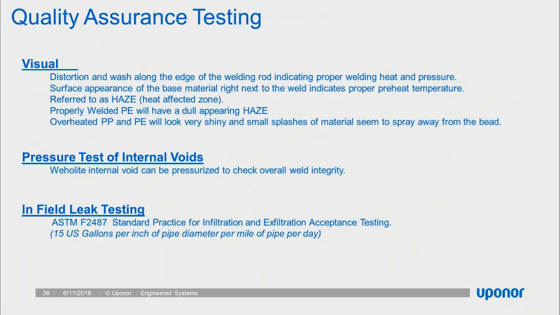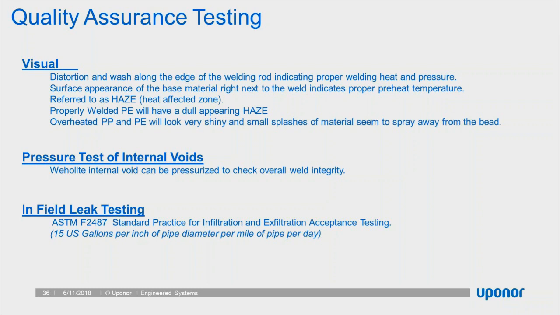Quality assurance testing as it relates to extrusion welding to make sure our systems do not leak. The first line of defense is visual inspection. We referred earlier to the photo where we said it had a heat-affected zone or haze. We want to look for a dull-appearing haze to follow the weld. Overheated or poorly welded polyethylene will have shiny splashes or discontinuities in the weld that would lead us to remove the weld material, regrind the area, and re-weld it. So visual inspection, much like steel welding, is your first line of defense for quality control.